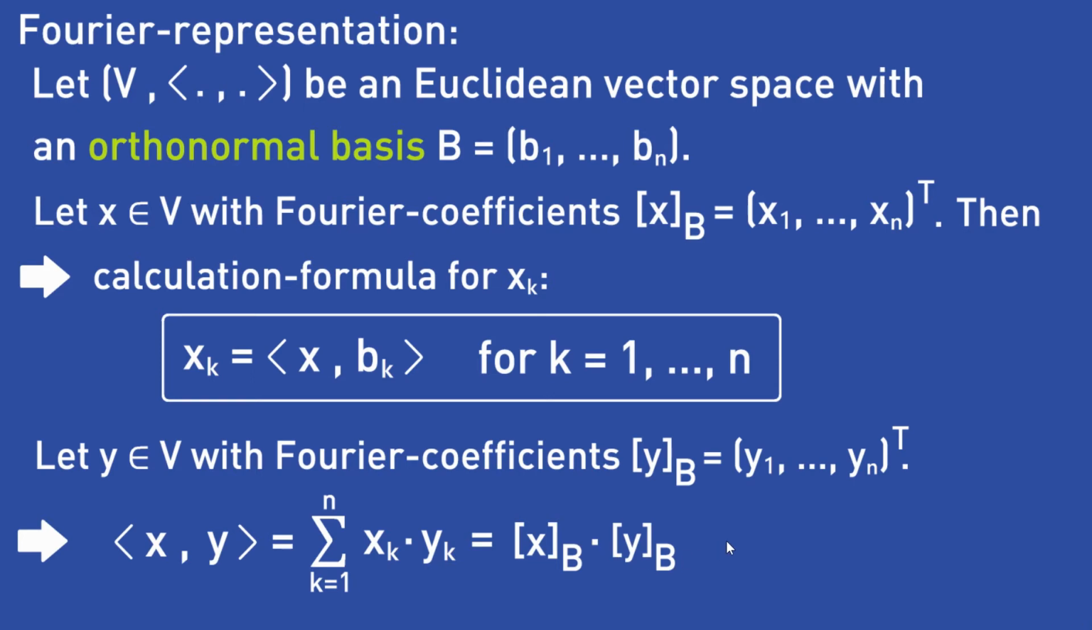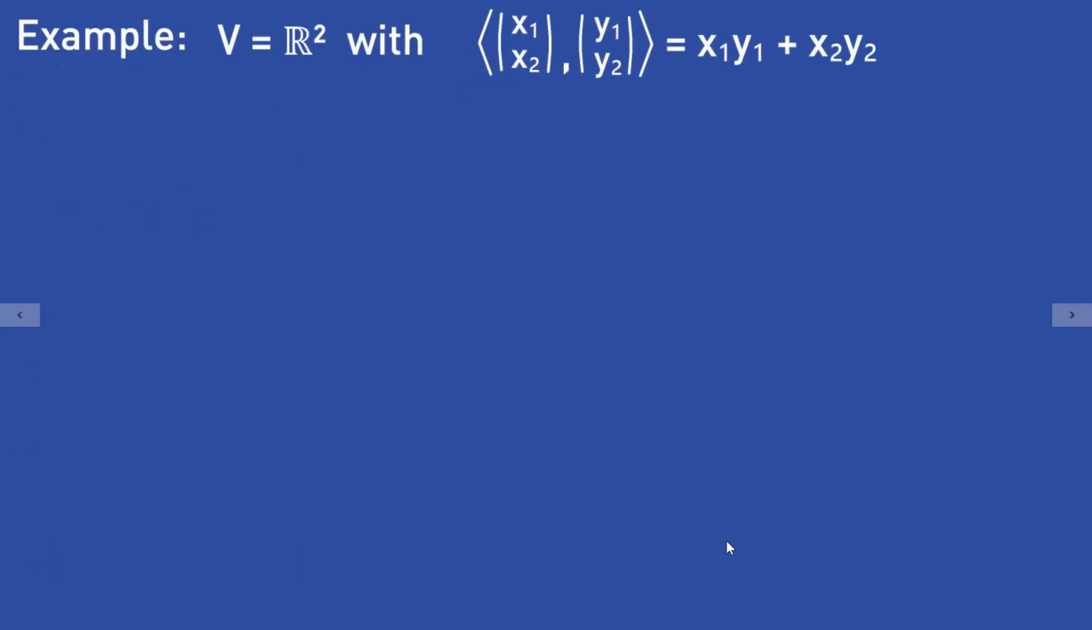Let's take a look at an example now. Let V be R2 with the standard scalar product in R2. That means the scalar product of x and y is equal to the first entry of x times the first entry of y plus the second entry of x times the second entry of y. That here is the standard scalar product in R2.